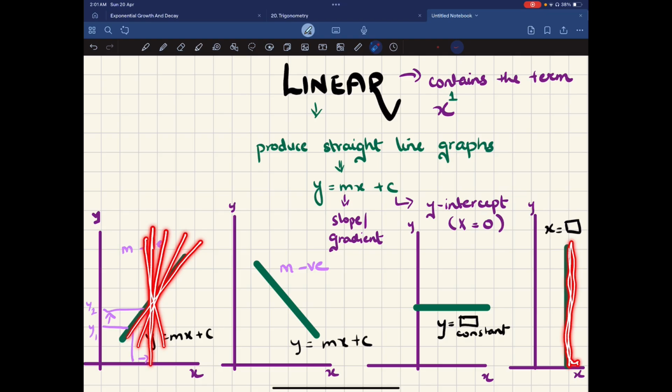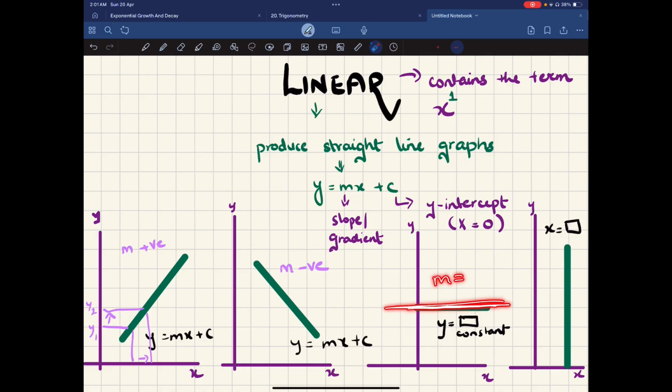So it becomes undefined, right? And in this case, there is no steepness. It is flat, right out flat. So the gradient in this case is 0. Okay, and in case of a vertical line, the gradient is undefined.